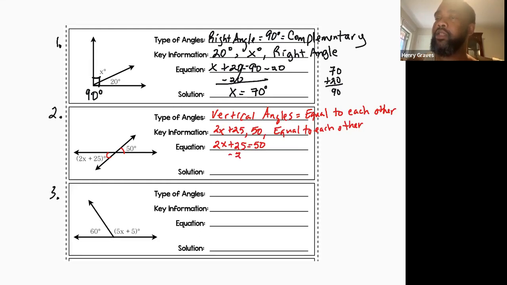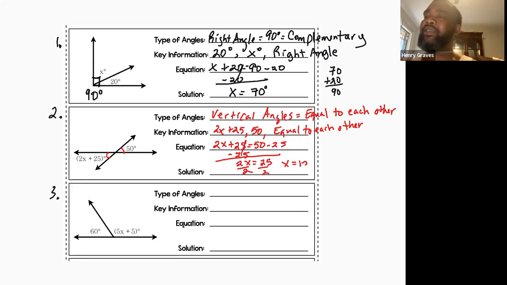So 2x is going to equal 25. Divide both sides by 2. And x is going to be 12.5. Well, you know what? That doesn't really quite help me. I need to figure out what exactly this 2x plus 25 is. So I plug in the fact that x is 12.5. I'm going to make sure I've circled that as my answer.